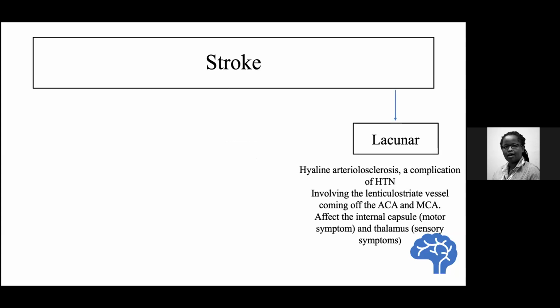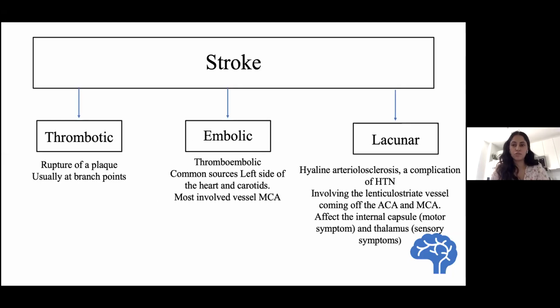Another type of stroke is lacunar stroke. This is where hyaline arteriosclerosis occurs in the vessel, which narrows the vessel lumen and decreases the flow through the vessel. And it's a complication of hypertension. It tends to affect the lenticulostriate vessels coming off the anterior communicating artery, the anterior cerebral artery, and the middle cerebral artery. And it tends to affect the internal capsule and the thalamus itself. So you'll see that they can have purely motor symptoms or purely sensory symptoms depending on what area is affected. So let's summarize all three on one slide for you guys.